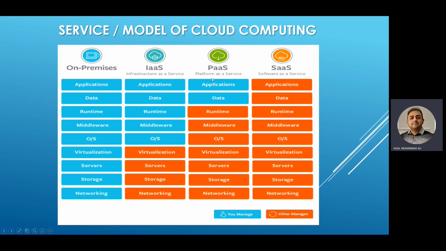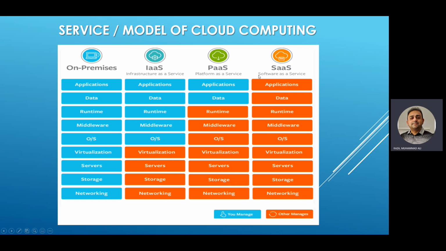So, the third one you see is PaaS, platform as a service. Even in platform as a service, on top of the virtualization platform and hardware resources, the operating system, middleware, and runtime are all managed by the cloud service provider as well. So even that would be quicker than infrastructure as a service. We don't need to spin up the virtual machines, we just need to take care of the application and the data.